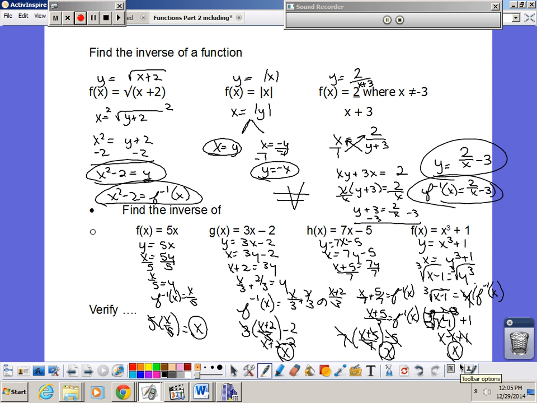So an inverse is when you're switching the x's and the y's around. So you're literally picking up the x and putting it where the y is, picking up the y, putting it where the x is. To verify it, plug what you get back in. If you end up with x at the end, it's verified that they are inverses.